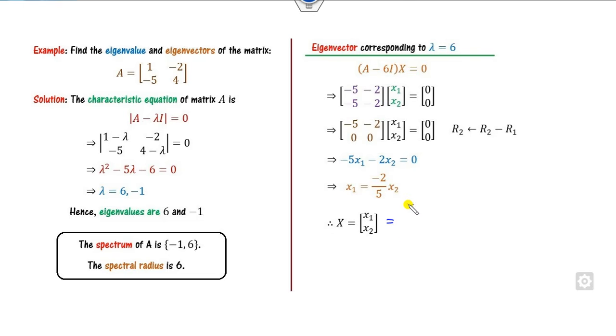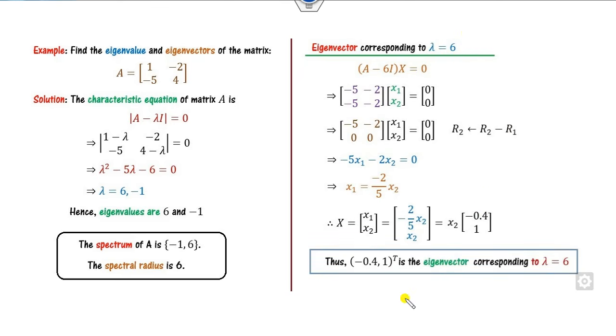Now I can substitute the value of x1 here. So you can see how many independent variables there are. There is one independent variable, x2. The corresponding vector is my eigenvector, so (2/5, 1), this is called the eigenvector corresponding to lambda equal to 6. Or you can also say, if you take x2 as 5, for example, then x1 is minus 2. So this is also the eigenvector corresponding to lambda equal to 6. That's why an eigenvector may or may not be unique.